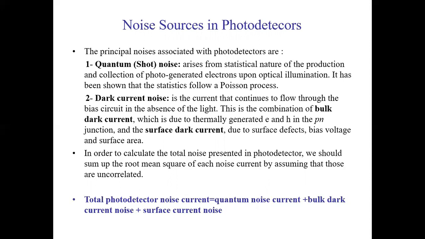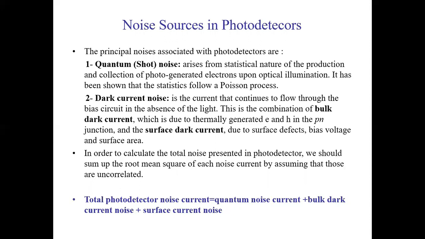The principal noises associated with photodetectors are the quantum or shot noise, which arises from the statistical nature of production and collection of photogenerated electrons upon optical illumination. It has been shown that these statistics follow a Poisson process. Dark current noise is the current that continues to flow through the bias circuit in the absence of light.